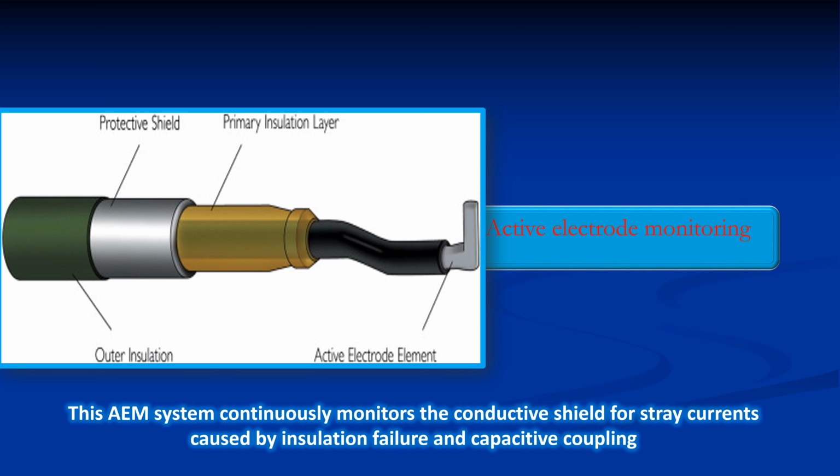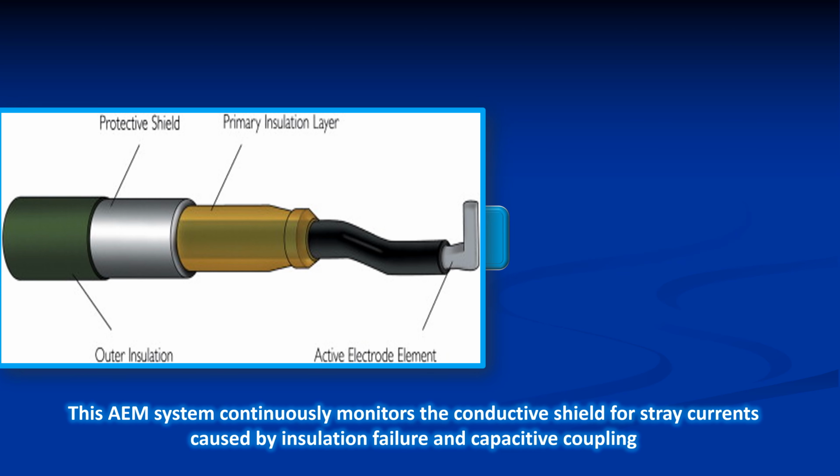With the conventional monopolar device, an outer insulation layer covers the shaft of the active electrode. However, the active electrode monitoring instrument has two extra coaxial layers, a conductive protective shield and a second outer insulation layer. So as we see here, the active electrode in this one is covered by a primary insulation layer. This is a conventional monopolar one, but in active electrode monitoring, an extra conductive layer is added, covered by an extra insulation layer outside.